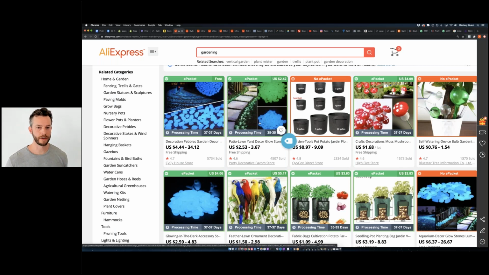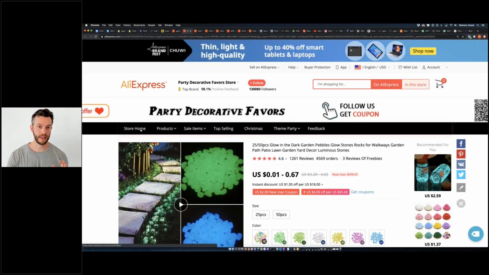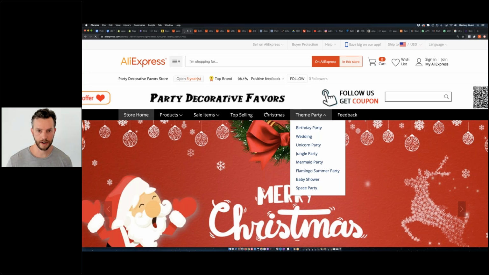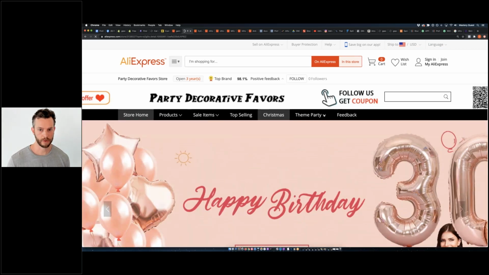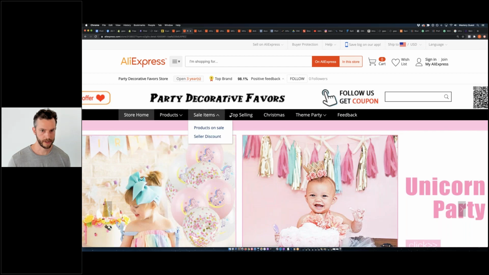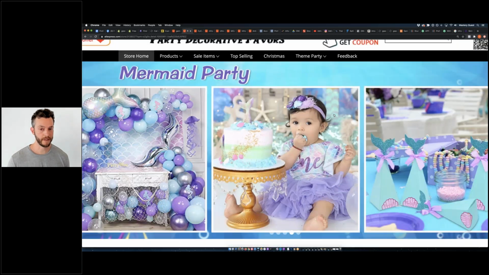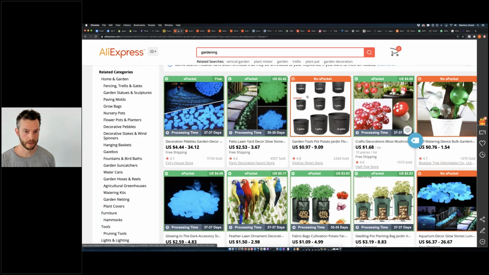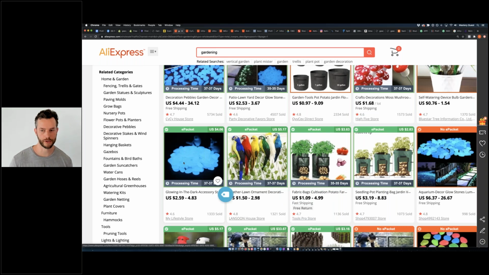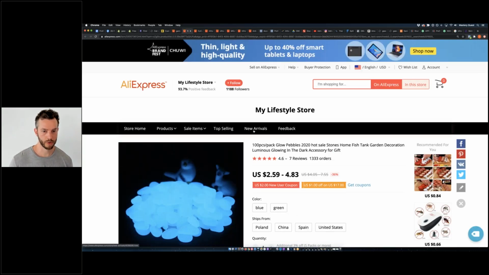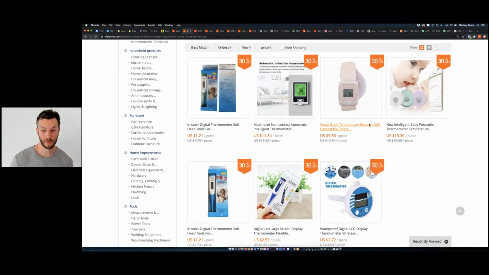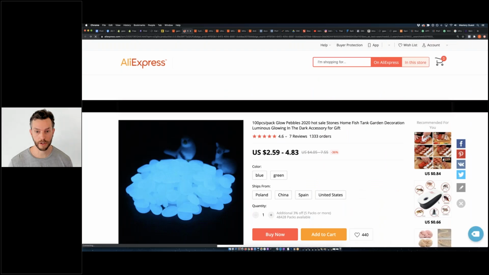But look, here's another vendor that sells the same product. Let's take a look at their store. It's Party Decorative Favors store. All right, so let's go to their store home. Let's see, they don't even have a new arrivals section unless I'm missing it. Product sale, top selling. All right, so they don't even have a new arrival section. And it looks like they've got a lot of random stuff. So that one's not going to work. So let's jump over here to My Lifestyle store, right? And let's look at new arrivals from their store, see what else they've gotten in, if there's anything interesting. We're just seeing a bunch of thermometers. This is what it's like to do research, right?